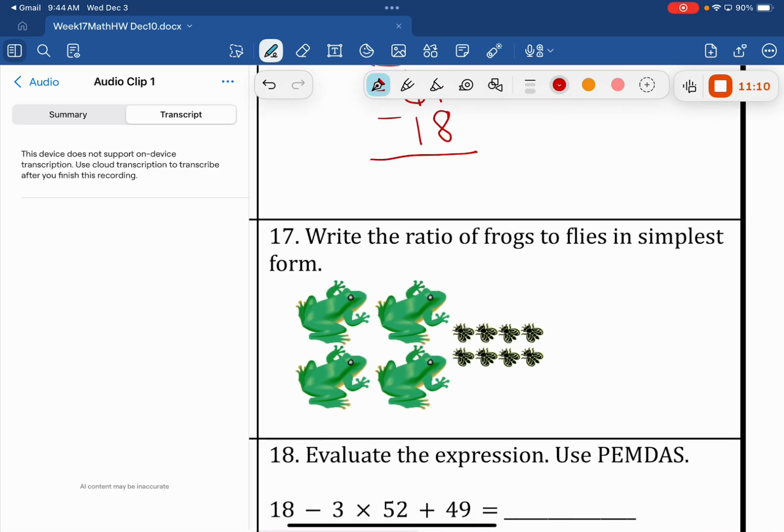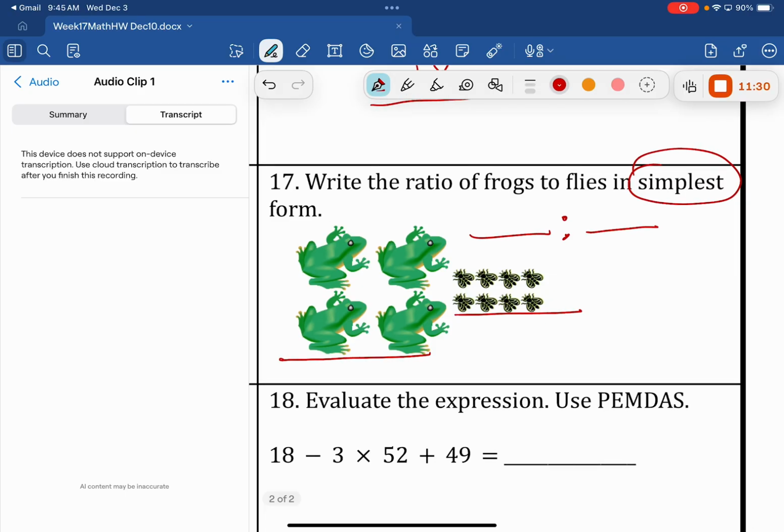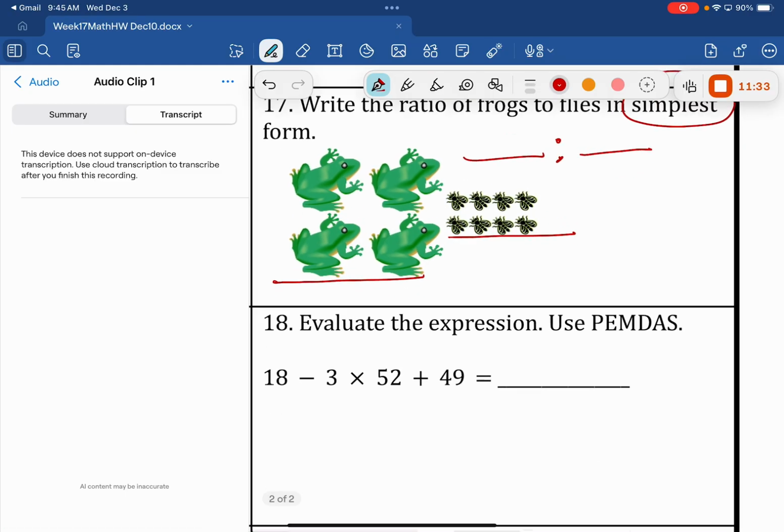Write the ratio of frogs to flies. How many frogs? How many flies? Frogs, flies. However, want it in simplest form. So you're going to have to reduce it and make it smaller. If you don't, I take off 3 points. That seems to be pretty standard. Y'all keep forgetting to simplify it. Find the greatest common factor between whatever you get and simplify.